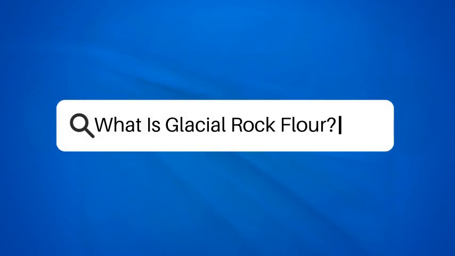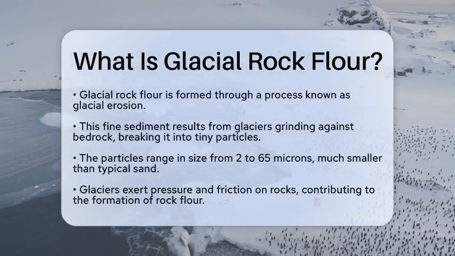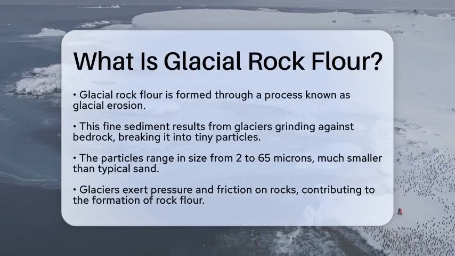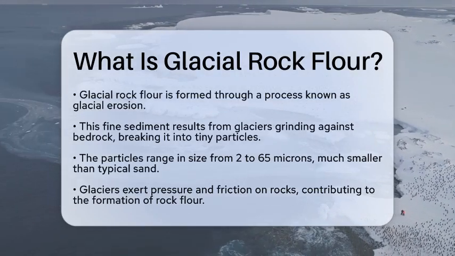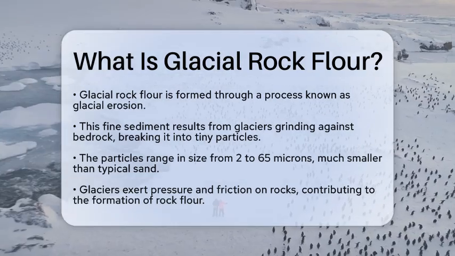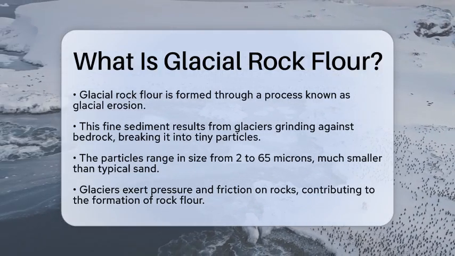What is glacial rock flour? Have you ever wondered what happens to the rocks beneath a glacier as it moves? The answer lies in a fascinating process called glacial erosion, which produces something called glacial rock flour. This fine sediment is created when glaciers grind against bedrock, breaking it down into tiny particles.